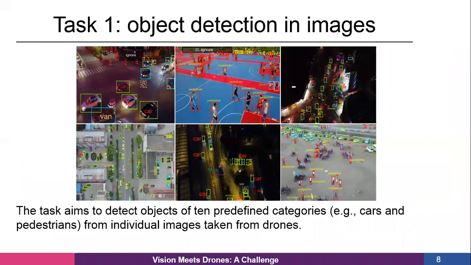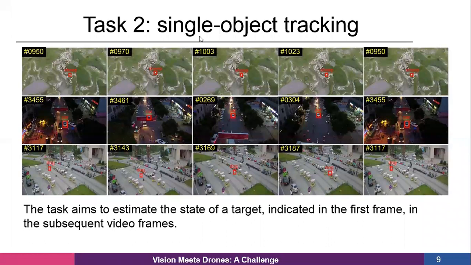So for task 1, we have the track of object detection in images. This task aims to detect objects of 10 predefined categories, such as cars and pedestrians, and we need to detect the bounding box from individual images from drone-based scenes. For task 2, we defined the single object tracking. That means we need to determine the state of the target. Given the bounding box in the first frame, we need to estimate the states of the target in the following video frames.